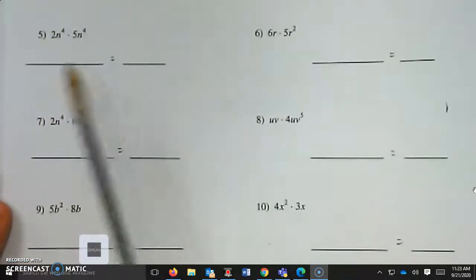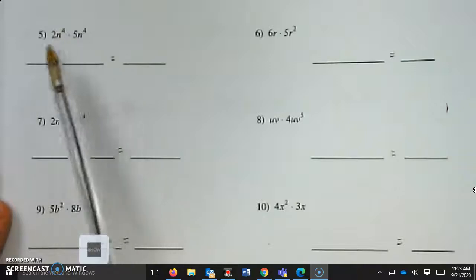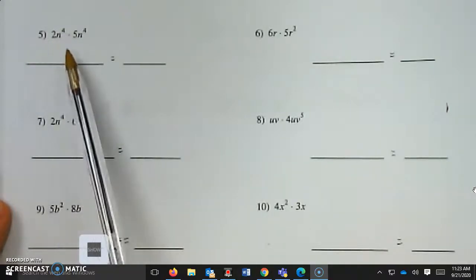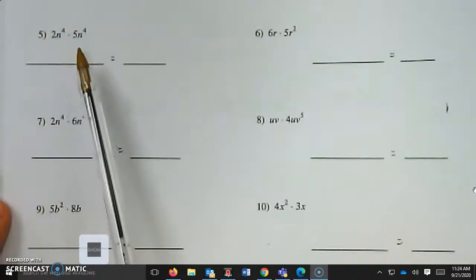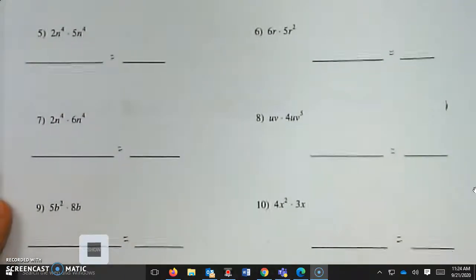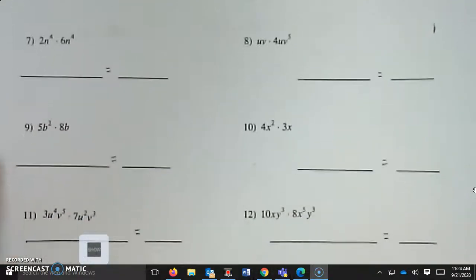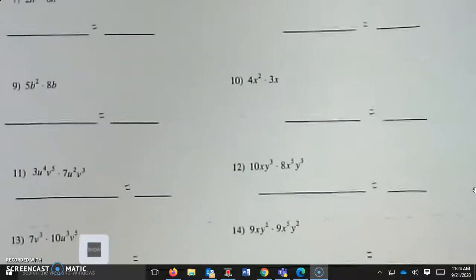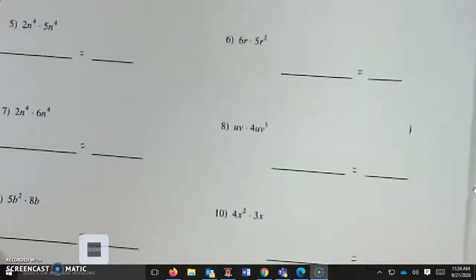So on the first space, let's just go to 5 for a second, you'd put the coefficients next to each other. 2 times 5. Then you would put the n to the fourth and the n to the fourth. Okay? Then your answer, just like we did on the example. See how all of these have 2 spaces? That's the end of the assignment. It only goes up to number 14. Do your best, and if you have any questions, message me.